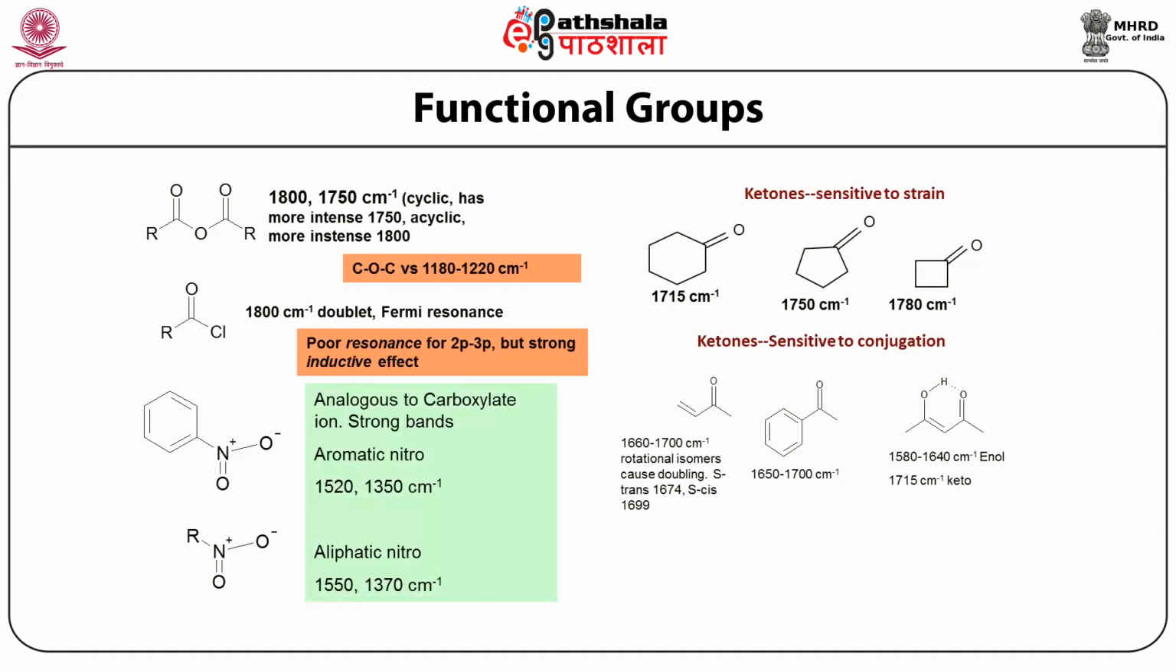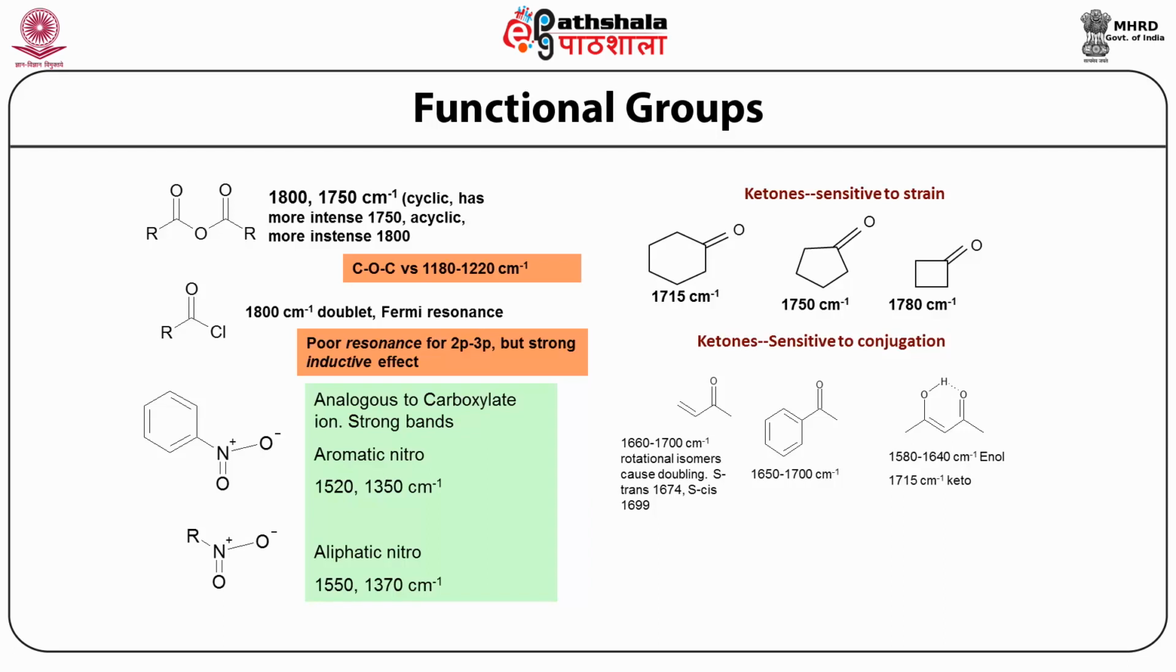We discuss different functional groups. For the ester, you get the peak at 1800 to 1750 per centimeter. For the acid chloride RCOCl group, you get a doublet at 1800 from Fermi resonance, analogous to the carboxylate ion. There are strong bands for the nitro group: aromatic nitro at 1520 and 1350 per centimeter, and aliphatic nitro at 1550 and 1370 per centimeter.